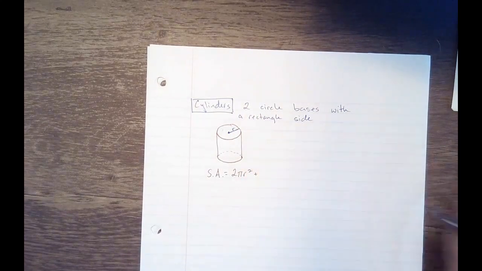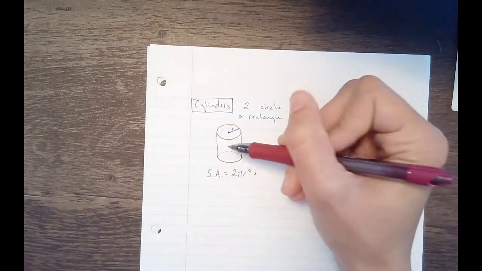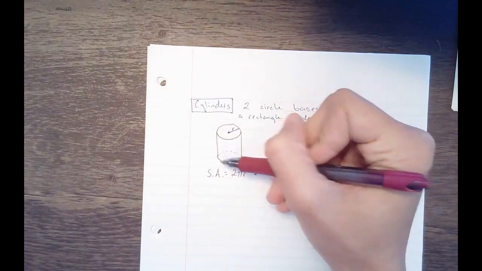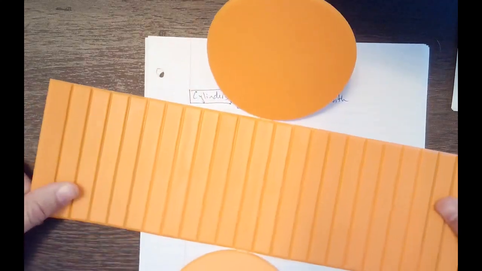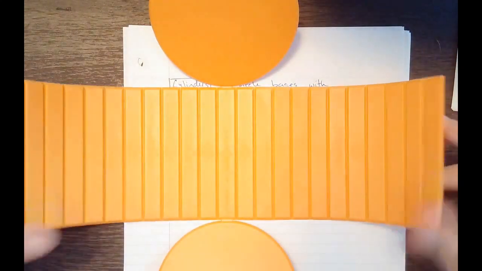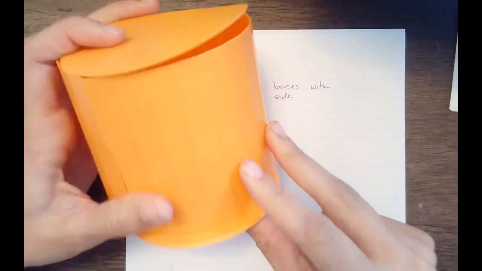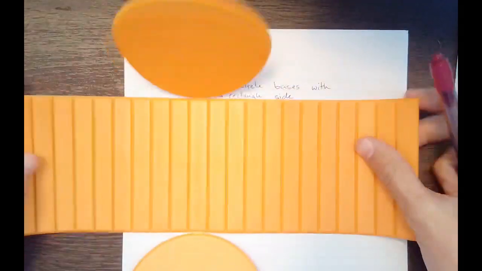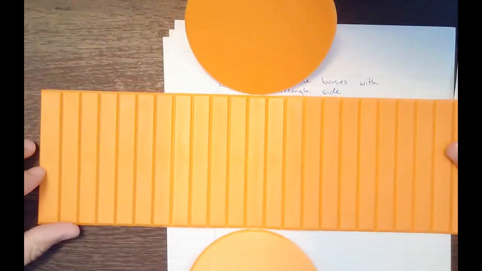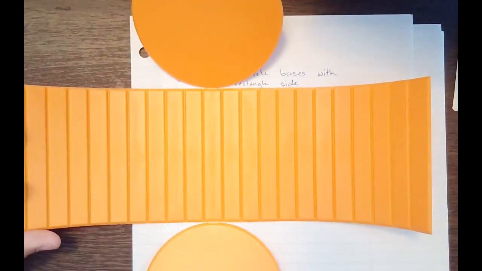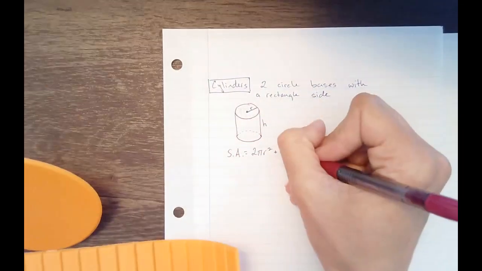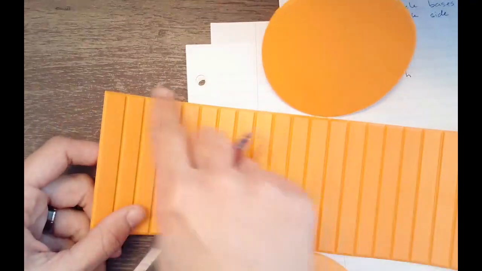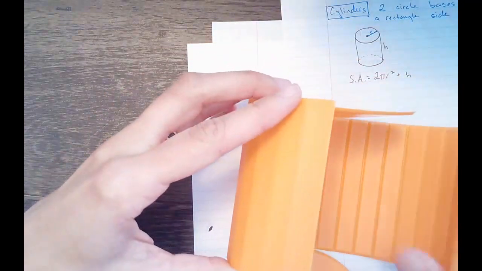So if we're looking at this cylinder, let's say this is our height, and when we roll it out, the area of this shape is just going to be our height times our width. Well, the width of this goes perfectly around the circle. So the width of this is actually the same as the distance around this circle, which remember is circumference. So that'll be height times 2 pi r.